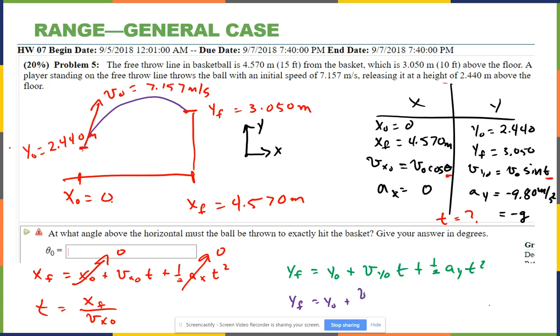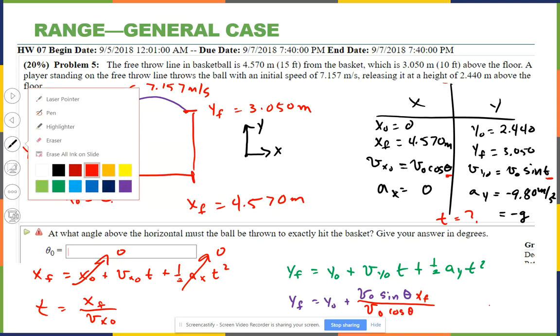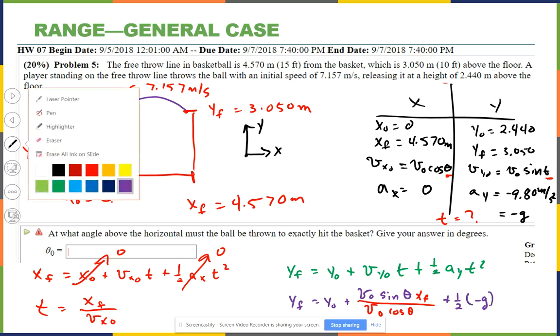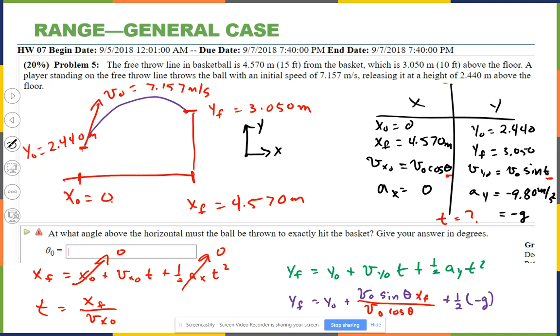Vy initial is V0 sine theta. Multiply that by time. Time is x final. Let me change colors just so it's clear what I'm putting in. Great. Vx0 is V0 cosine theta. What is the XF? XF is the x final, 4.570 meters. Right there. Putting in my time squared now.